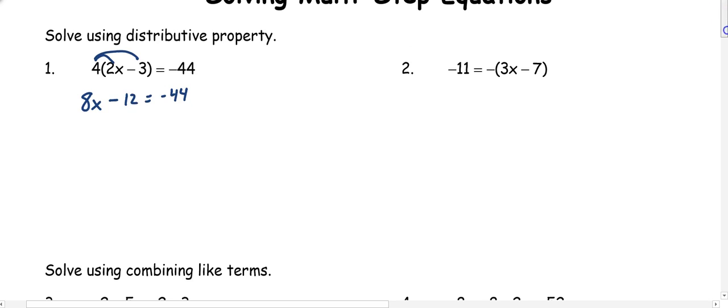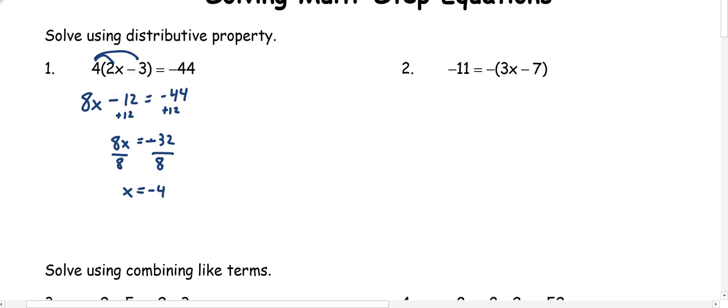So the next step to get x by itself is we're going to add 12 to both sides, and we get 8x equals negative 32. And then we can divide by 8 on both sides, so x equals negative 4.